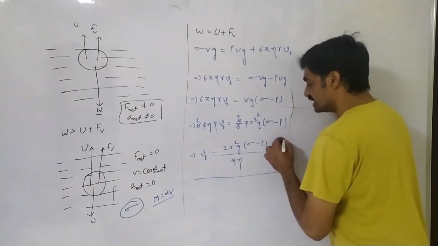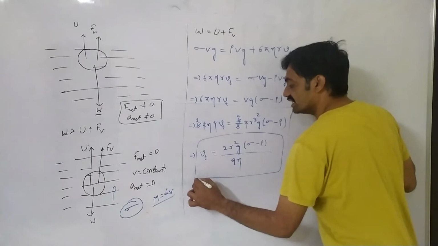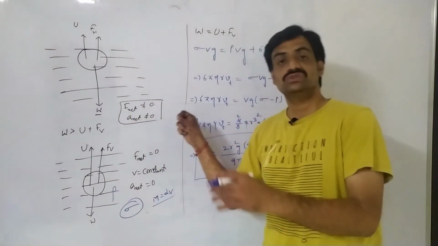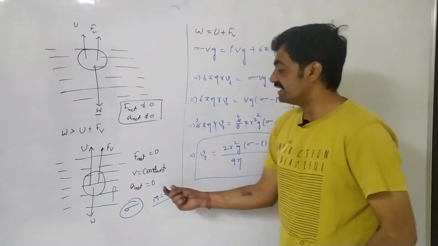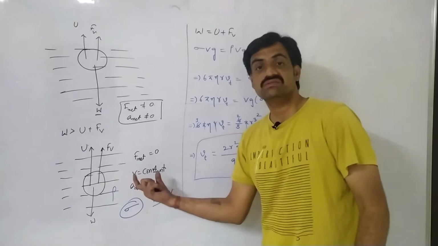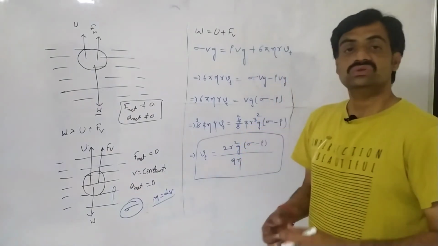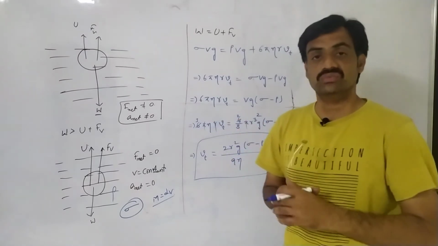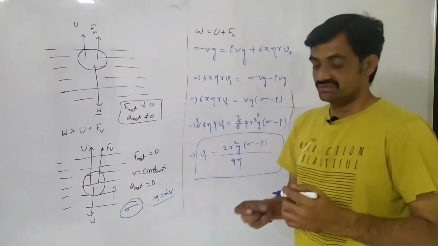This represents the expression for terminal velocity when a body is passing through the fluid and attains an equilibrium position, means the body is passing with a constant velocity. So this can be applicable for any body. Take a screenshot, we'll continue.